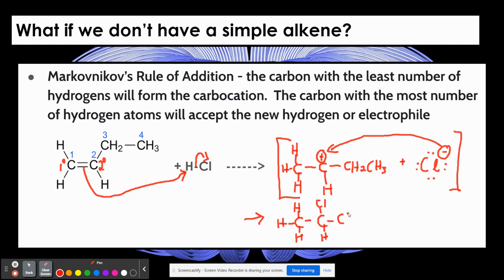One of the IB questions that you would be asked, something like this: which carbon would the chlorine most likely attach to? And you always look for the carbon that is surrounded by the least number of hydrogens or the most number of carbons. That is Markovnikov's rule.